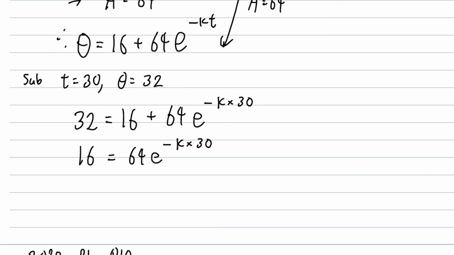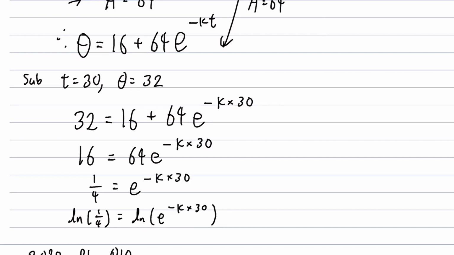Here I divide by 64. 16 over 64 is 1 over 4. You're left with e to the power of negative k times 30. You've got a power, you've got an e. What should you do? Change to ln, like ln both sides. So we get ln 1/4 equals ln e power negative k times 30.